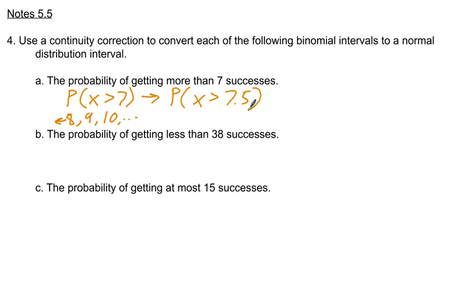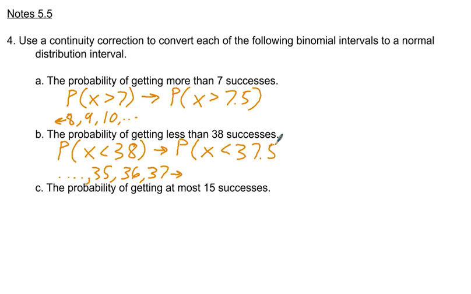In part B, we want the probability of getting less than 38 successes. So the probability that x is less than 38. Here we would be looking at 37, 36, 35, and so on. So here I need to add 1/2 to 37. So we'll have the probability that x is less than 37.5.